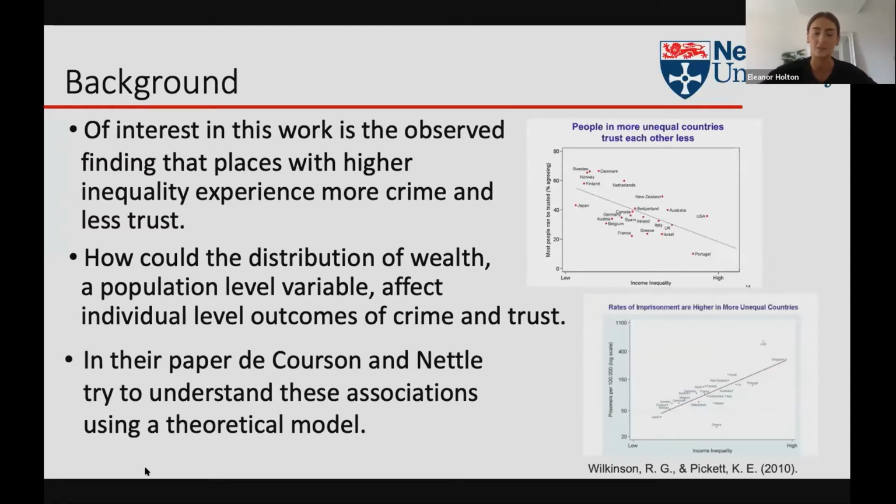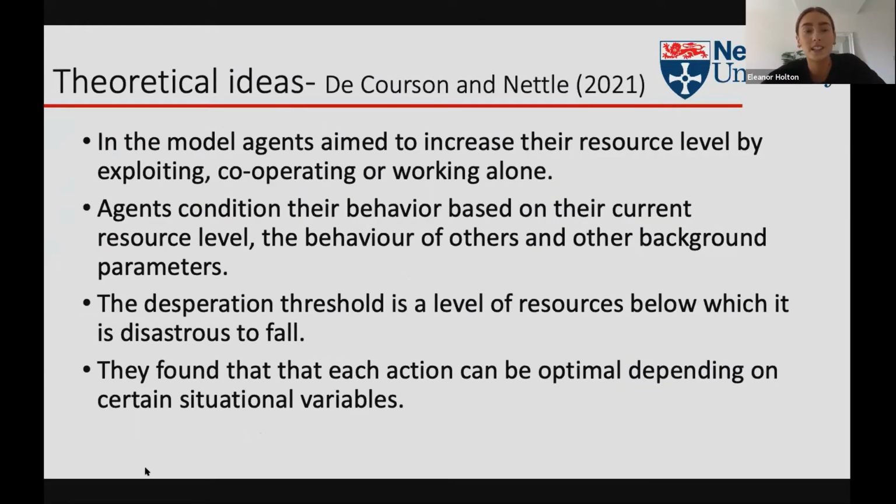theoretical publication. So in this work, they simulated populations of interacting agents. All agents aim to increase their resource level, as it is assumed that resource and fitness are related. To do this, they repeatedly selected between one of three actions at each time step. These were exploitation, cooperation, and working alone.